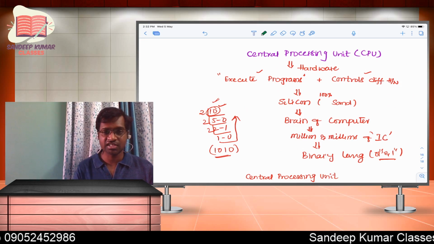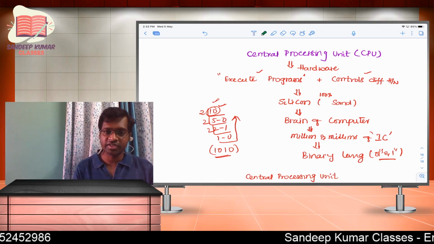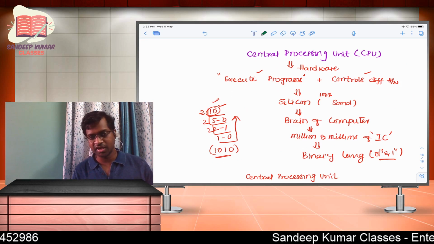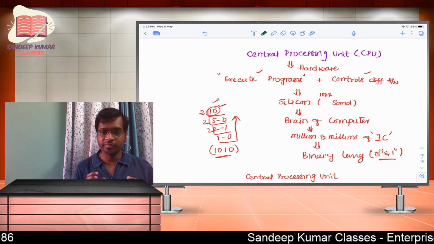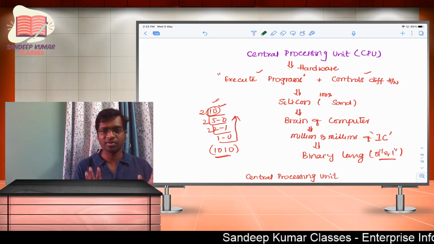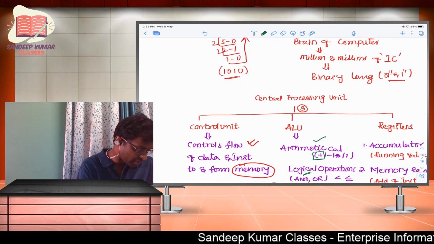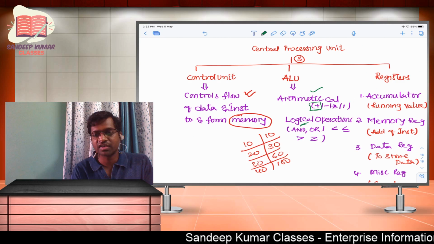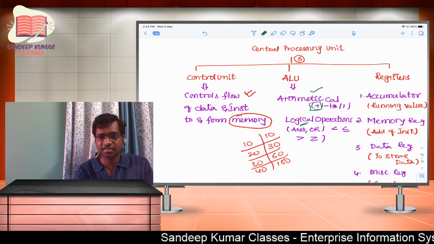What is the language it understands? It understands binary language, a combination of zeros and ones. Let it be data, video, audio, or your photo, it will understand it as zeros and ones. It will not understand any other language. How many functional units do we have in the central processing unit? We have three functional units. First is the control unit, second is the arithmetical logical unit, and third is registers.